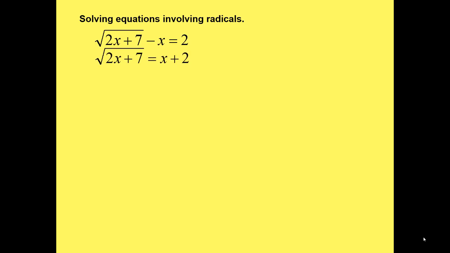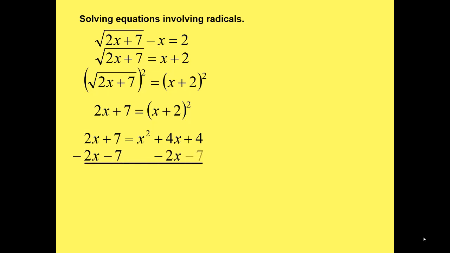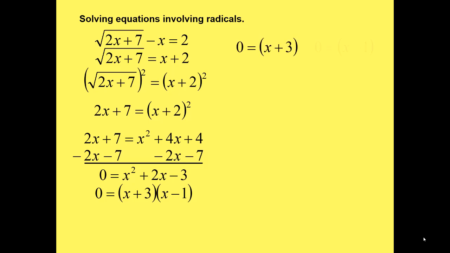So add x to both sides, then square both sides. Squaring both sides gets rid of the radical. The right hand side is a binomial squared, which does expand out. Okay, so now we have a quadratic, so let's go ahead and combine like terms and get it in quadratic form. This one is factor friendly, so we'll go ahead and factor and solve.